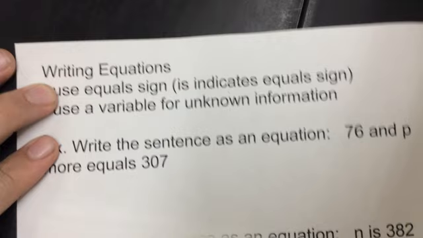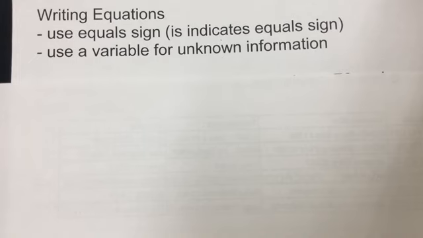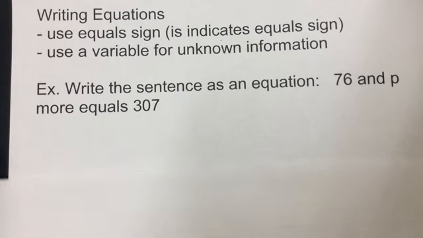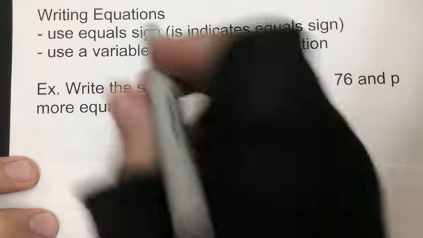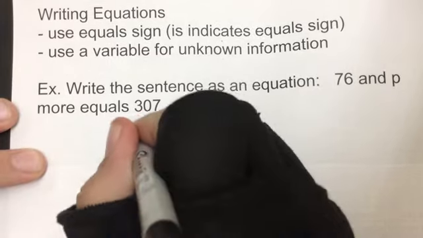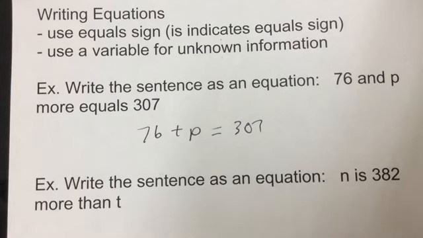Now, if it is an equation, it will have an equal sign, and typically it'll say is equal to, or there's an is. That's the clue word saying, hey, this is where the equal sign is going to go. Again, we're going to use that variable, that letter, for any unknown information. So write the sentence as an equation. 76 and P more equals 307. Equals 307 is fairly obvious, so I'm going to start there. Now it says 76 and P more. More is our clue word for addition. So 76 plus P has to equal our 307. Look for those clue words to help you set this up.